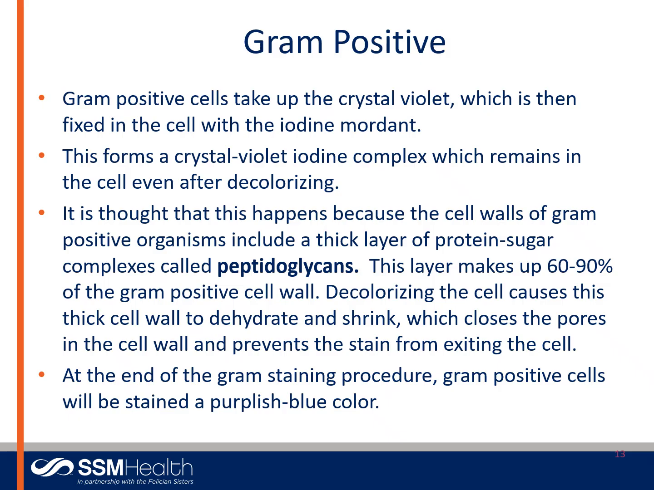So the decolorizing of the cell causes this thick cell wall to dehydrate and shrink, and that actually closes the pores in the cell wall, and it prevents the stain from exiting. So it even forms a tighter complex. At the end of the gram staining procedure, then, the gram-positive cells will be stained a purplish blue color.